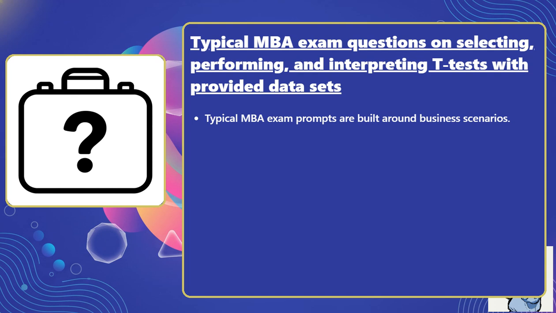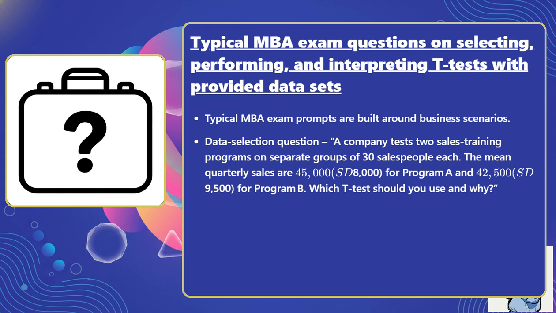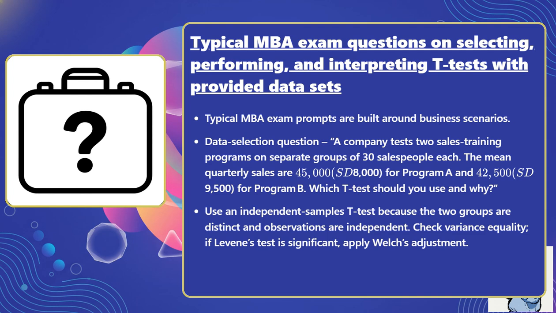Typical MBA exam prompts are built around business scenarios. Data selection question: a company tests 2 sales training programs on separate groups of 30 salespeople each. The mean quarterly sales are 45,000, standard deviation 8,000 for program A, and 42,500, standard deviation 9,500 for program B. Which t-test should you use and why? Use an independent samples t-test because the 2 groups are distinct and observations are independent. Check variance equality. If Levene's test is significant, apply Welch's adjustment.